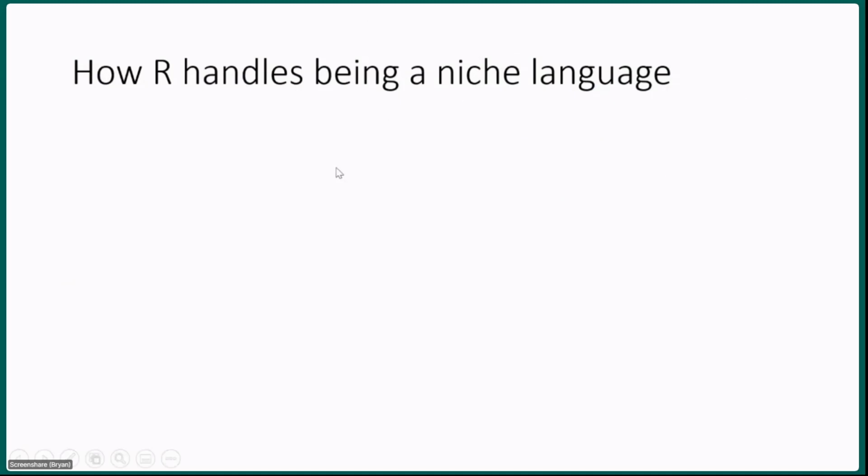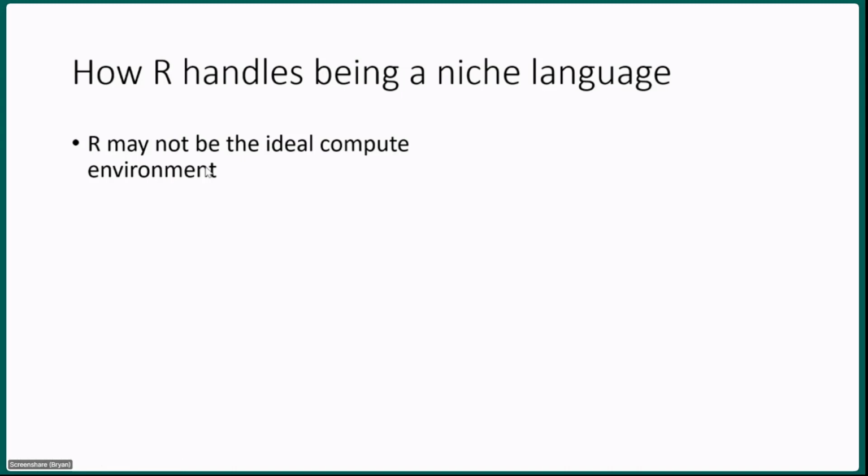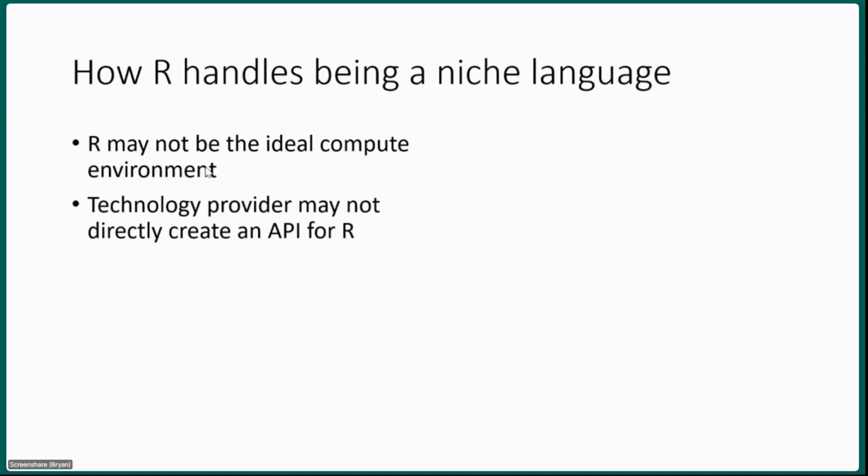Now, there's also some challenges with R. It's a niche language. I want to talk about how it handles those. So one is that it may not be the ideal compute environment. You may want to use some larger compute environment. That's one thing that you may not want to use it for. Second is that, as I said, it's a relatively niche language. Although it has a lot of users, it doesn't have as many users as some of the bigger languages. So a technology provider may not immediately create an API so that R can interact with it directly.